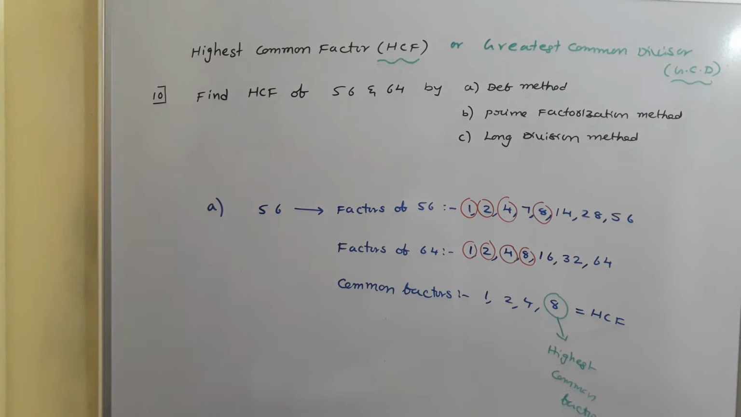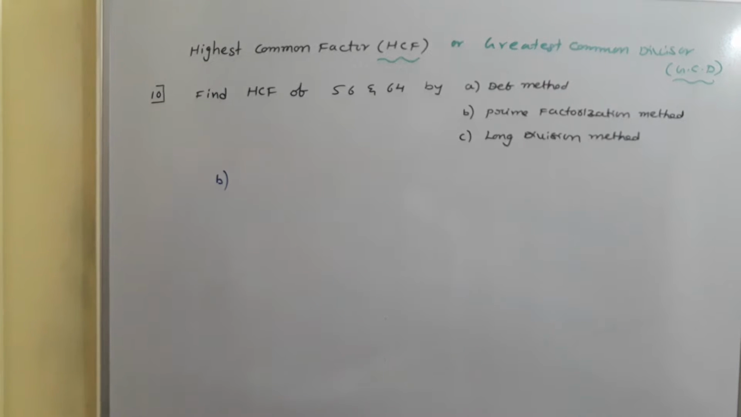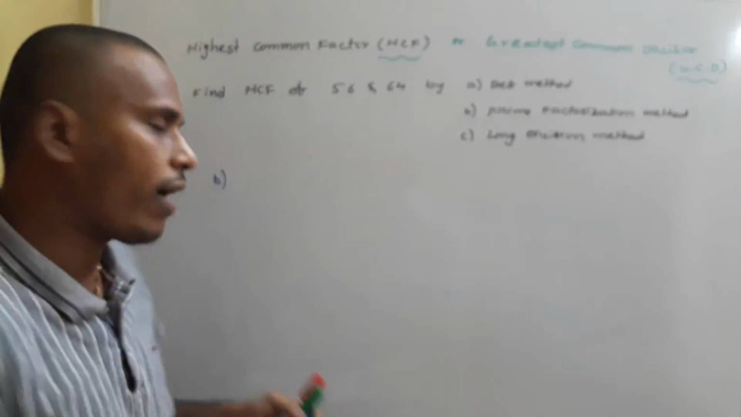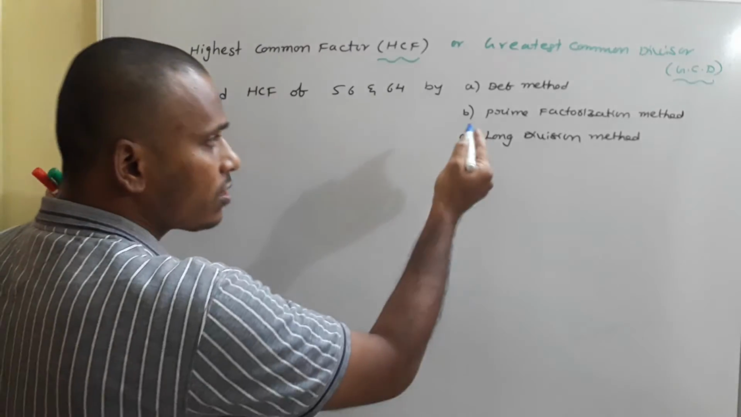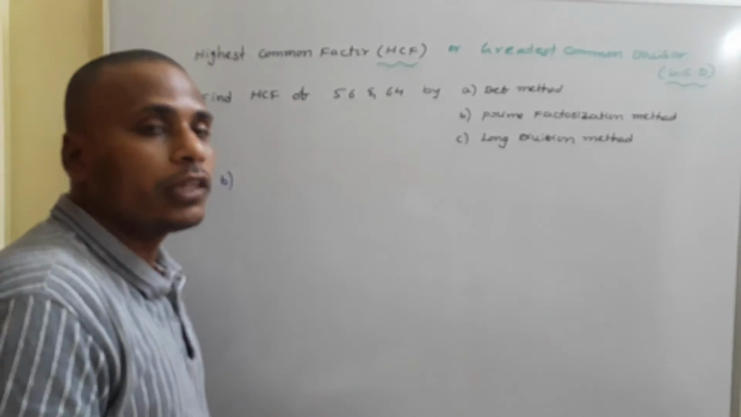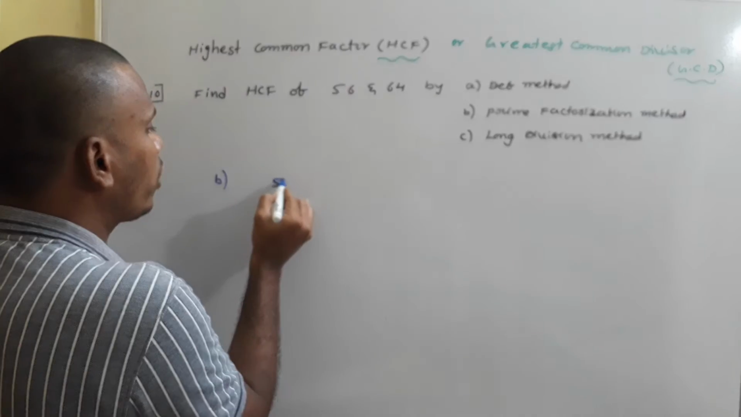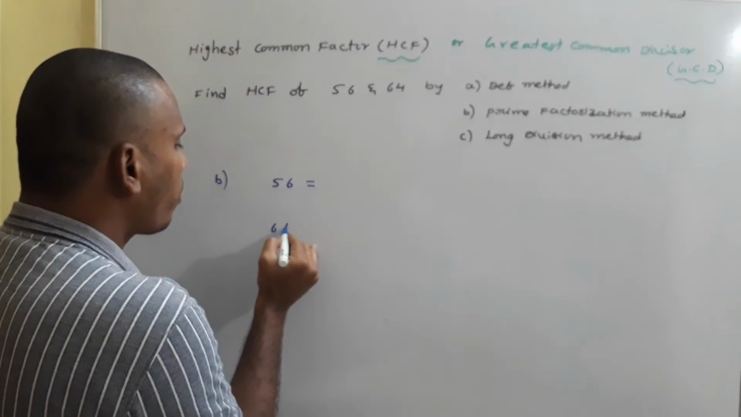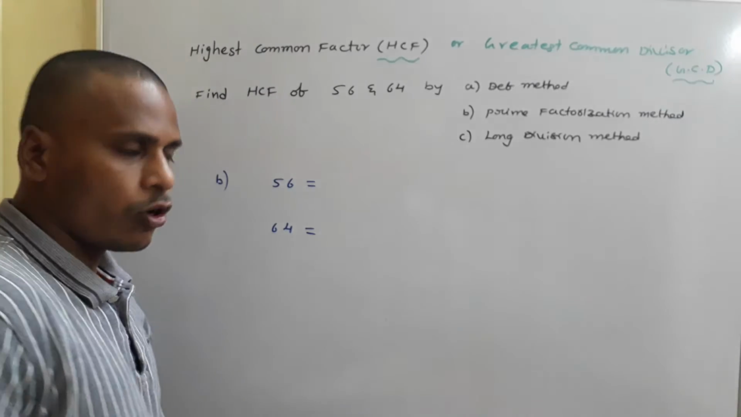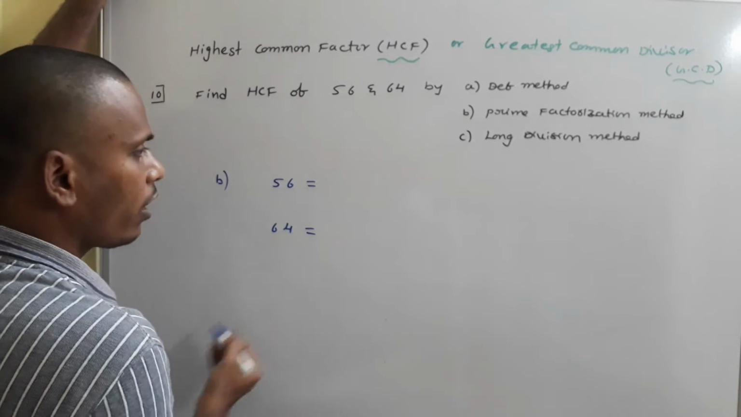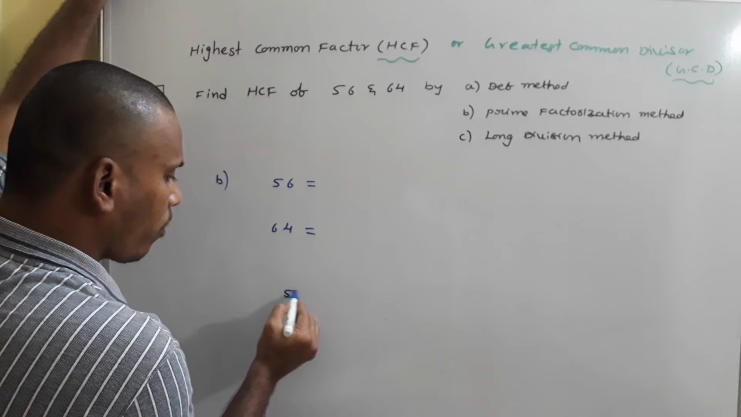Okay, now finding HCF for these two numbers using the prime factorization method. Since the name itself suggests that we need to go with prime factorization, you need to list out the prime factorization for 56 as well as the prime factorization for 64. I think you are all familiar with writing prime factorization, which you learned in your previous classes.